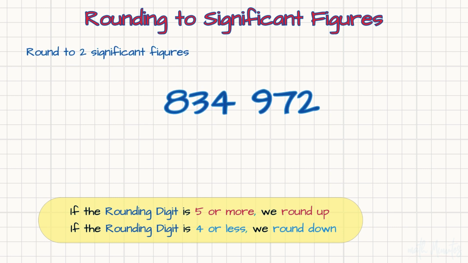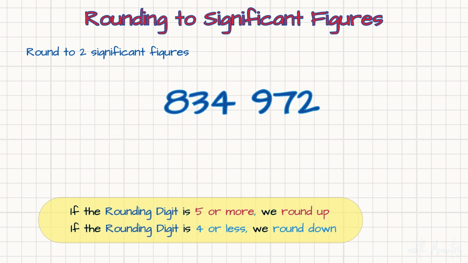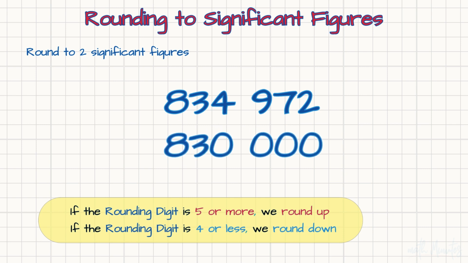Now that we have some understanding of rounding to significant figures, let's consider a slightly different example. Let's round the number 834,972 to 2 significant figures. It's clear to see in this example that the first significant figure is the first digit, so the target place value is the second significant figure, which is the 3. Remember, the rounding digit is to the right of this, which is the 4 in the thousand place. Since 4 is less than 5, our number rounds down. This means that the target place value stays the same and the number rounds down to 830,000.